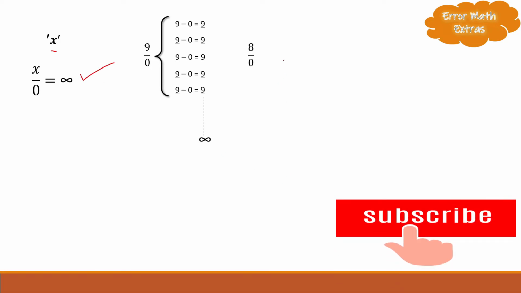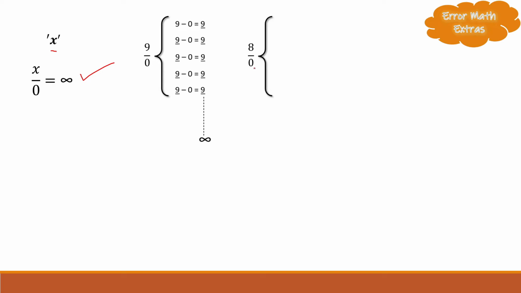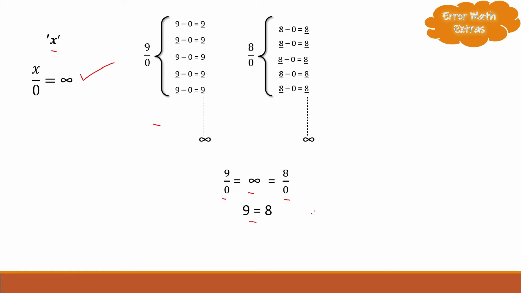Perfect. Agreed? Now let us take another case, 8 upon 0, which comes again as 8 minus 0, 8. 8 minus 0, 8. And again it goes on up to infinity. That means 9 divided by 0 is infinity, which is again equal to 8 divided by 0. Which means we can equate these two fractions, and by equality we get 9 is equal to 8, which is not correct, right? Because 9 and 8 are two different numbers. 9 will not be equal to 8. That means this equality is not correct, which means all this is incorrect.